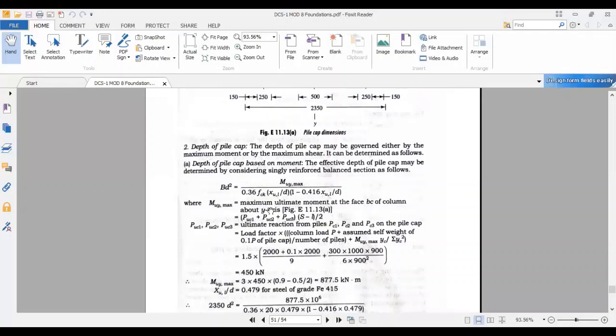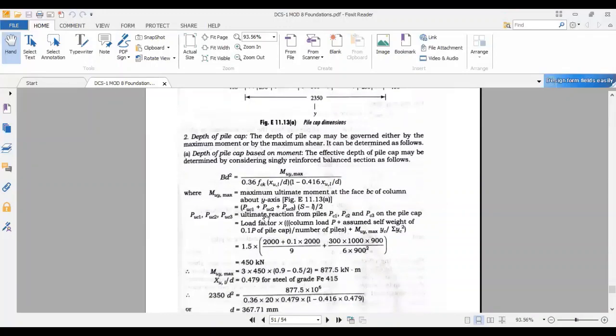where Mu,y max is maximum ultimate moment at the face BC of column about y-axis, and it is given by (Pu,C1 plus Pu,C2 plus Pu,C3) multiplied by (S minus L upon 2), where Pu,C1, Pu,C2, Pu,C3 are ultimate reactions from piles PC1, PC2 and PC3 on pile cap.